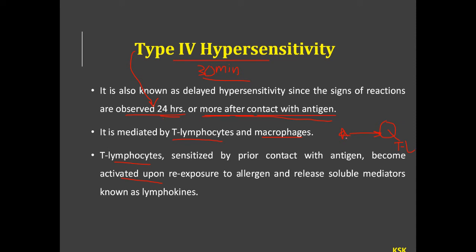On the first exposure of the host to the antigen, it causes the activation of T lymphocytes, and upon re-exposure to the antigen, they produce the soluble mediators known as lymphokines. If the host is exposed a second time to the antigen, then these T lymphocytes will produce these lymphokines.